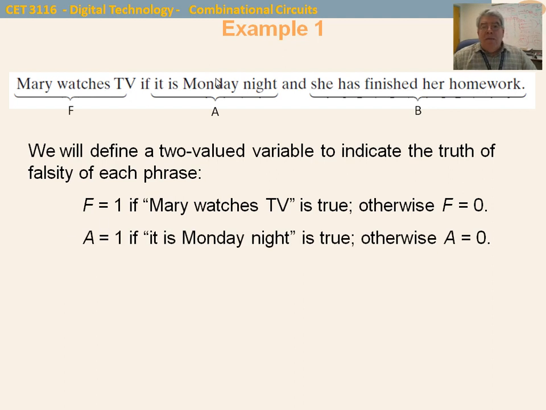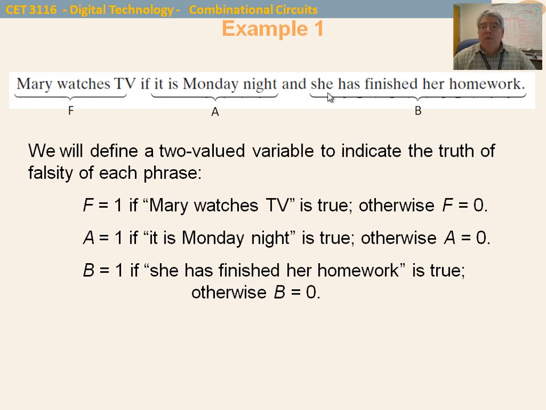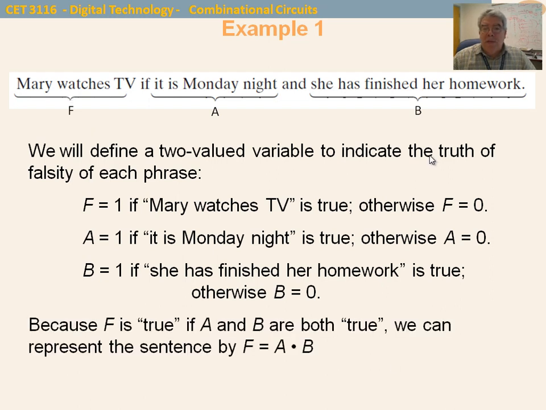And then a is my variable. It is Monday night, and if it is Monday night, it's true. If not, it's going to be 0. And b is she has finished her homework, and it is true if she has finished the homework, otherwise it's going to be 0. So the fact that f is true demands that these two have to be true. Why? Because we have this conjunction. This is and. So this is easy to map into a logic and. Right? Let's see another example.